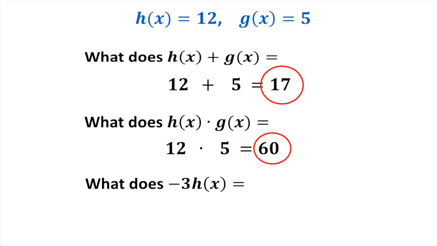Now we go with this one, which is a slight variation here. Negative 3 times h of x. Well, h of x is 12, so it's negative 3 times 12. And negative 3 times 12 is negative 36.